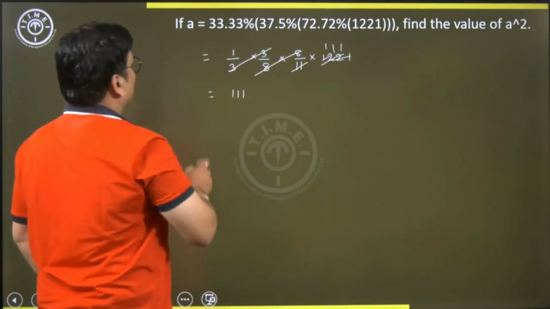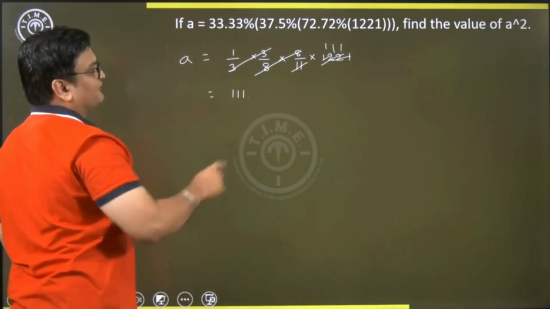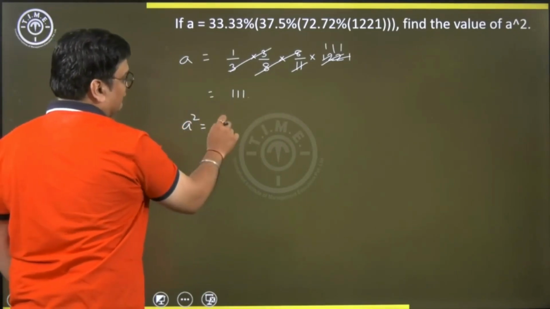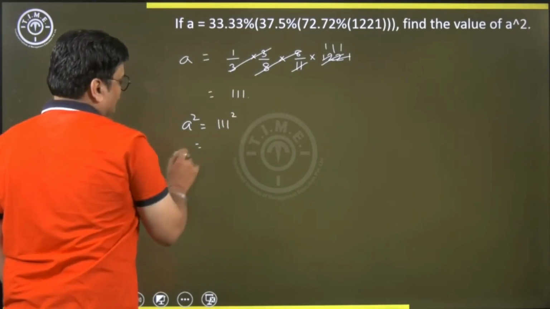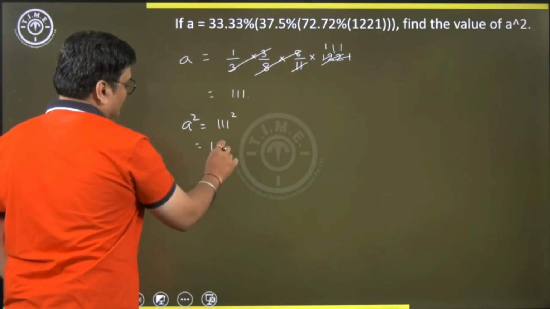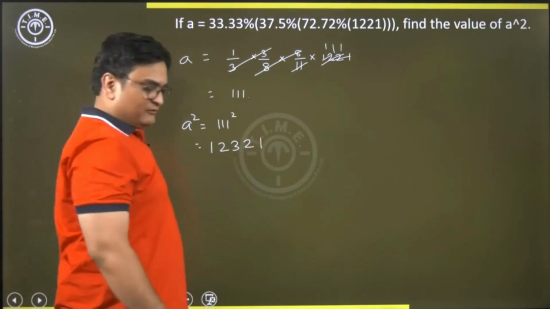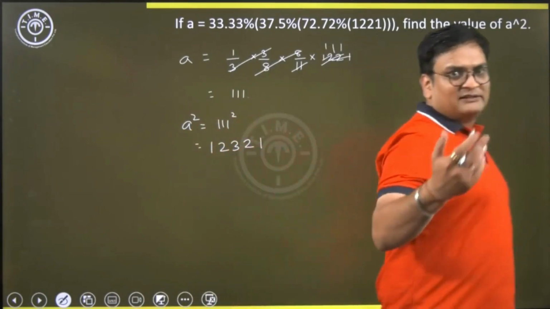And what is he asking you? So the value of A happens to be 1, 1, 1. He is asking you the A square value. So how much will A square be? 1, 1, 1 square, which happens to be 1, 2, 3, 2, 1. So 1, 2, 3, 2, 1, when you square it, you will get the value.